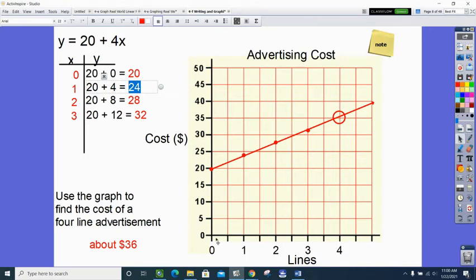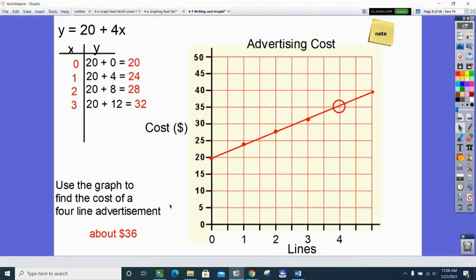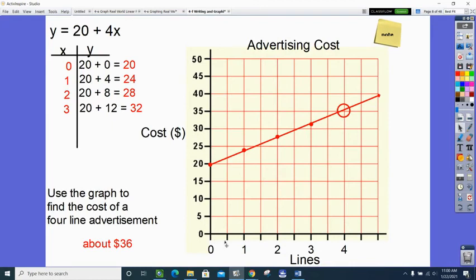So then I'm going to plot my points: 0, 20; 1, 24, which would be a little below 25; 2, 28, which would be just above the halfway mark between 25 and 30; and 3, 30, which is a little bit higher. And you can see that they fall in a straight line, kind of.